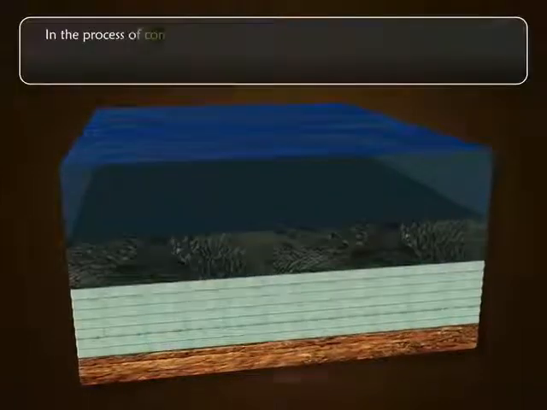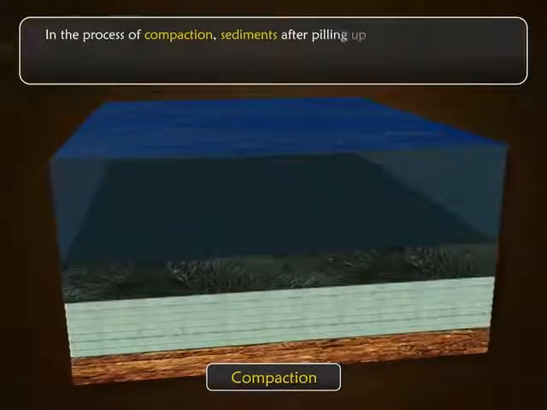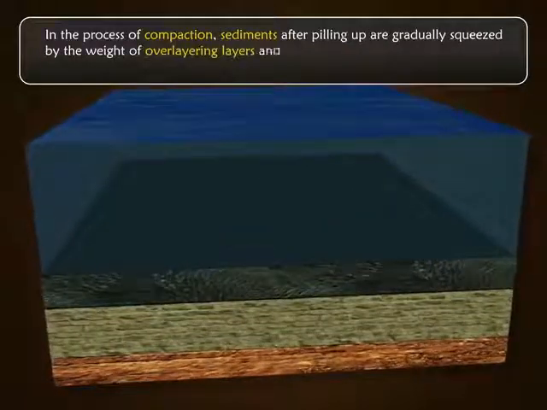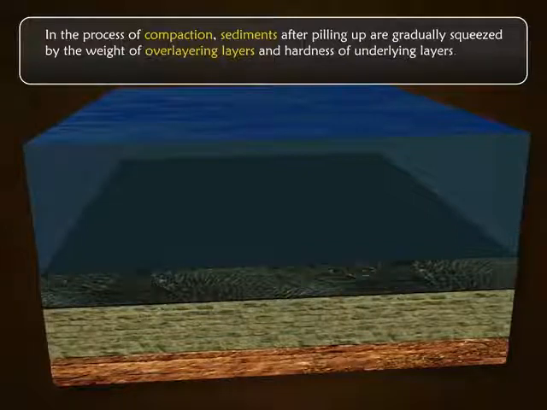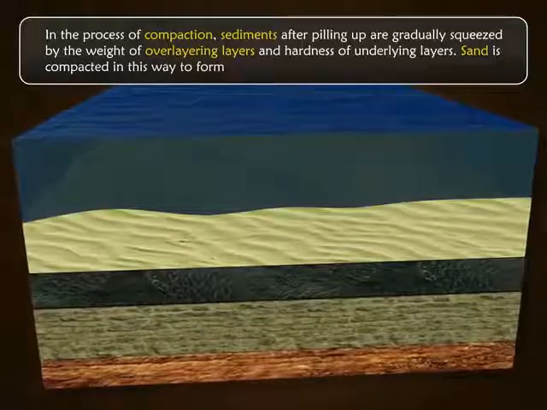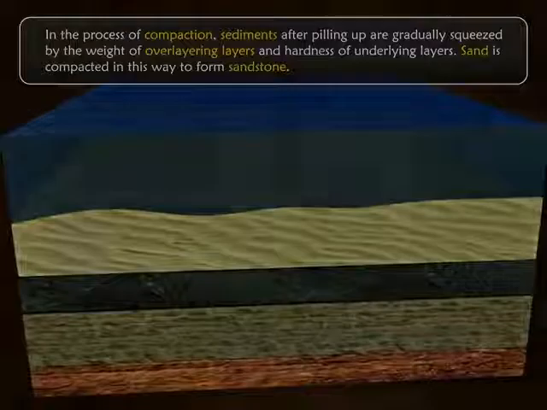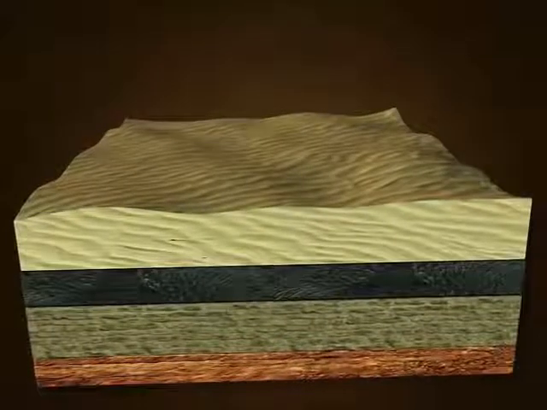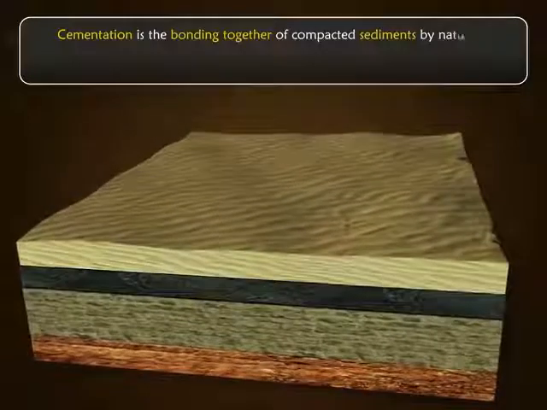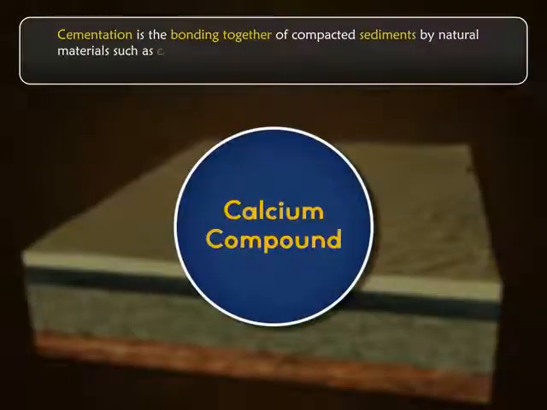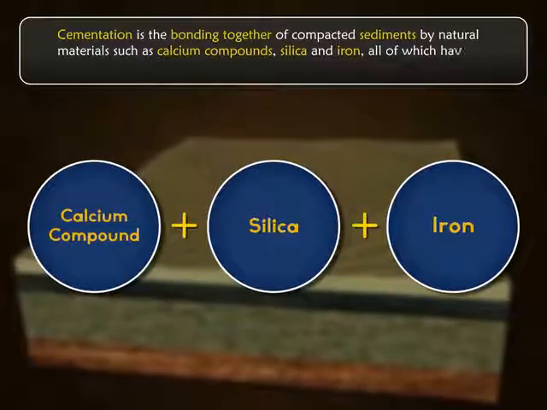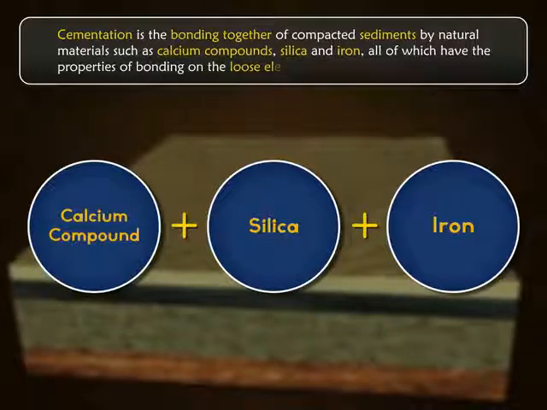In the process of compaction, sediments after piling up are gradually squeezed by the weight of overlying layers and hardness of underlying layers. Sand is compacted in this way to form sandstone. Cementation is the bonding of compacted sediments by natural materials such as calcium compounds, silica and iron, all of which have the properties of bonding on the loose elements.